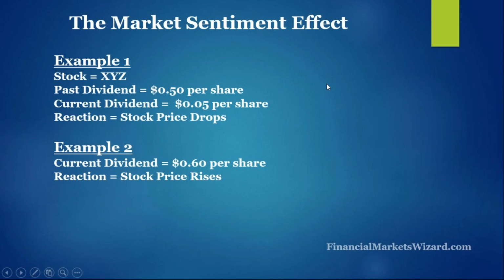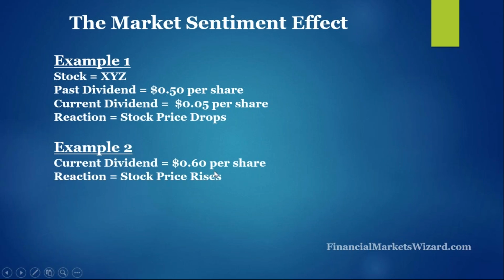Now the market sentiment effect. So the market sentiment effect depends on the consistency of the dividend. So what the company was paying you, and now what they are paying this quarter. So if the company was paying 50 cents per share and the current dividend is 5 cents, the reaction will be that the stock price will drop, because you were expecting 50 cents or 55 cents and now you're paying 5 cents. So they get out of the shares and they take the money and invest somewhere else.